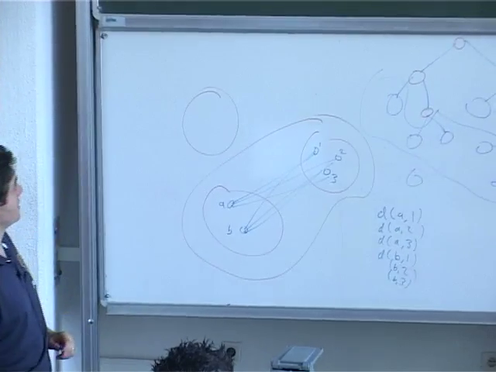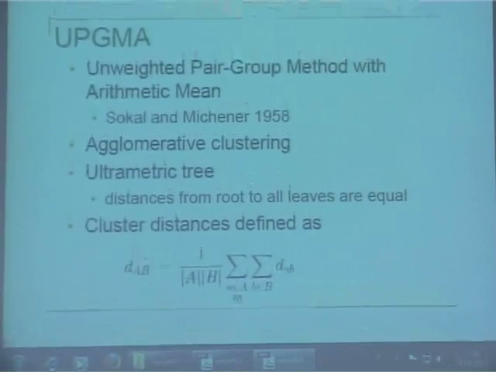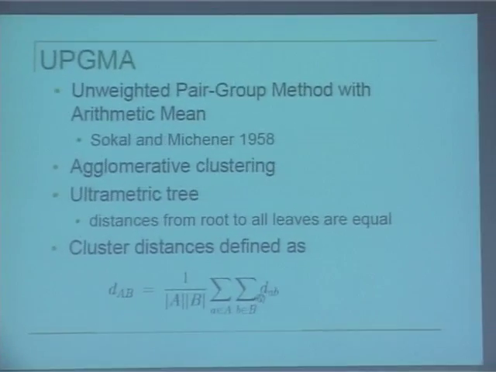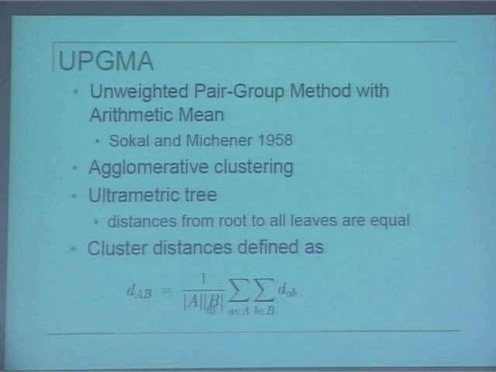And formally, it's this. You sum up all the pairwise distances between an element that belongs to cluster A and an element that belongs to cluster B. The total number of such distances is the number of elements in A times the number of elements in B. So you divide by that to get the average distance.